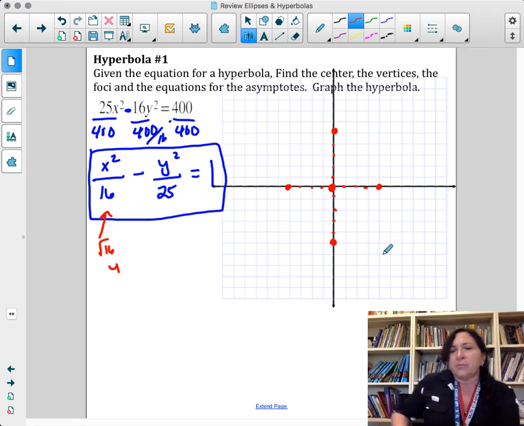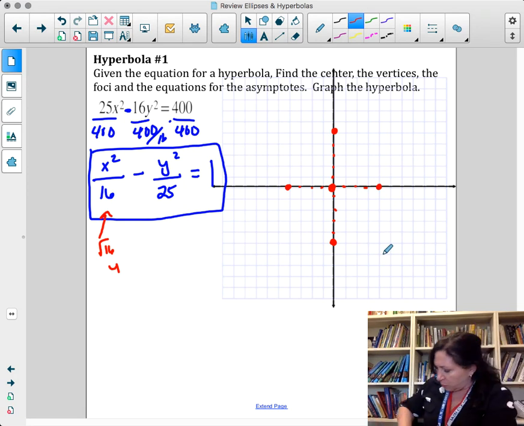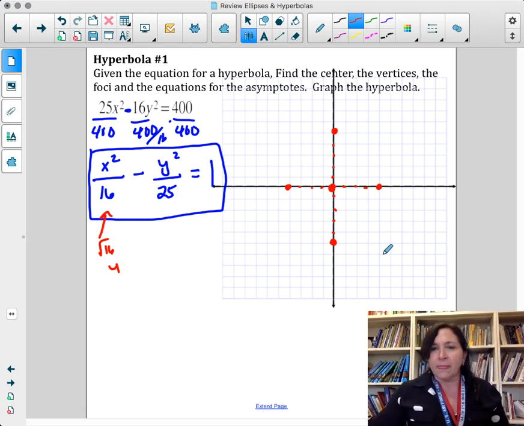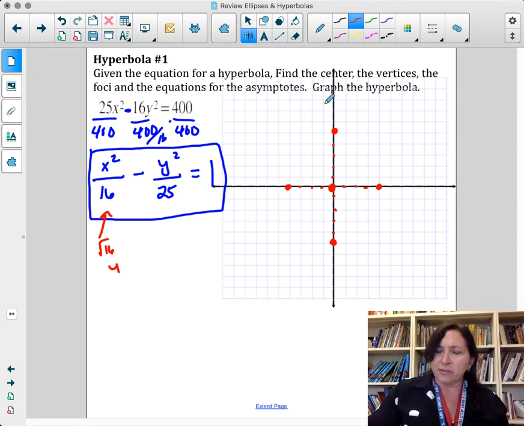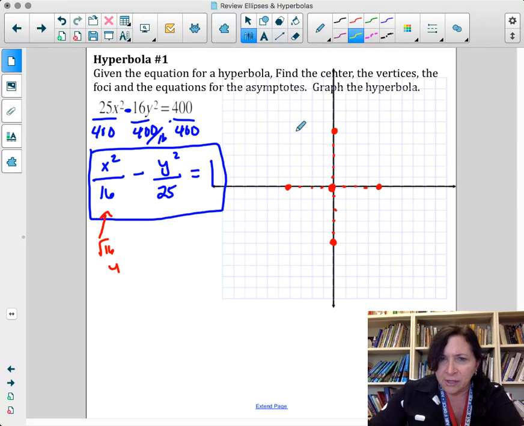Do not connect these points, because if you connect these points, you just made this an ellipse. What you are going to do is create a box that goes around this, because you have to distinguish that this is a hyperbola. So we know we have a box like this.